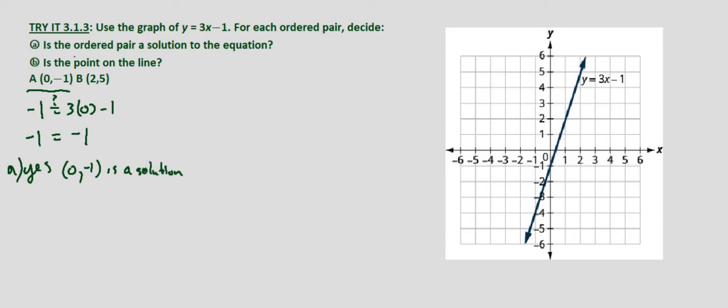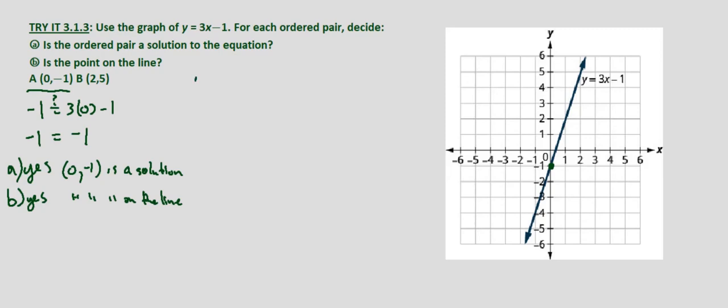With part B, is the point on the line? We already know the answer to that. Yes, 0, negative 1 is on the line. The reason we know that is because it's a solution. If it wasn't a solution, it wouldn't be on the line. So we come over here just to verify, and we plot the point 0, negative 1. So we're not going left or right either direction. And then with negative 1, we go down 1. And this verifies that the point is on the line.